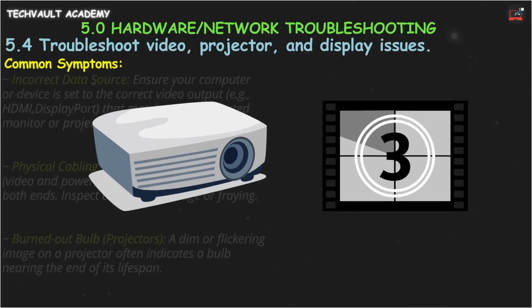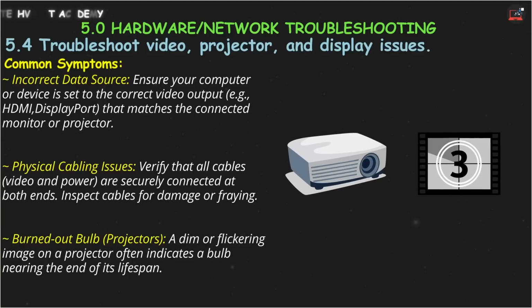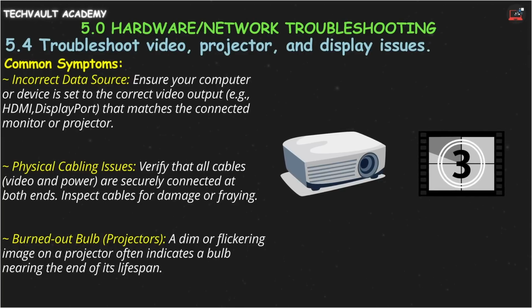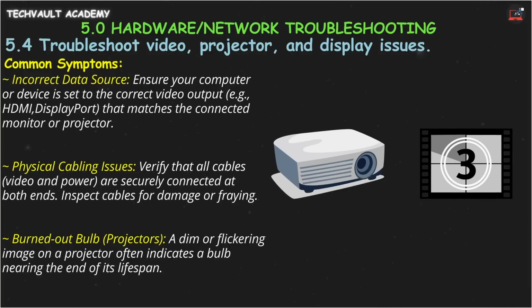Common symptoms: incorrect data source. Ensure your computer or device is set to the correct video output, for example HDMI or DisplayPort, that matches the connected monitor or projector. Physical cabling issues: verify that all cables, video and power, are securely connected at both ends. Inspect cables for damage or fraying.